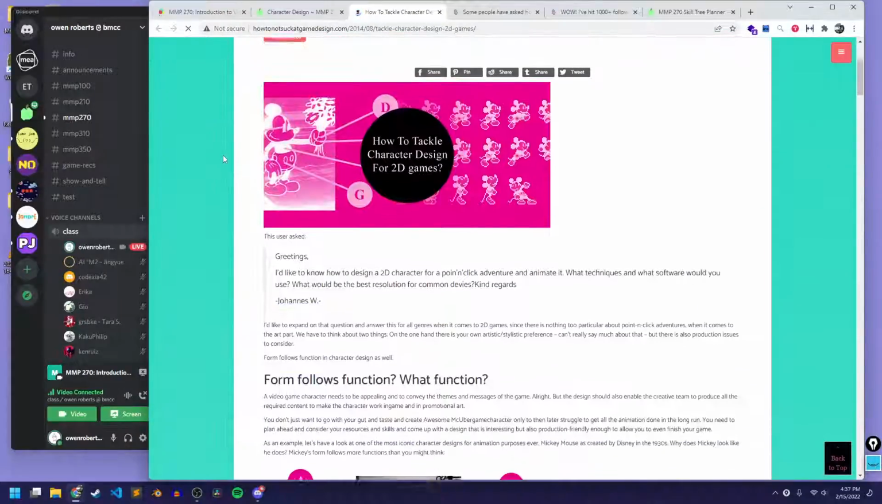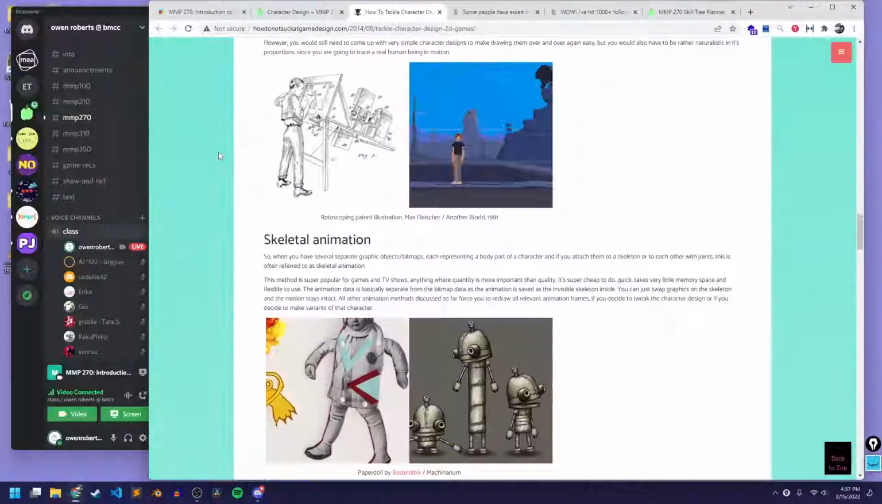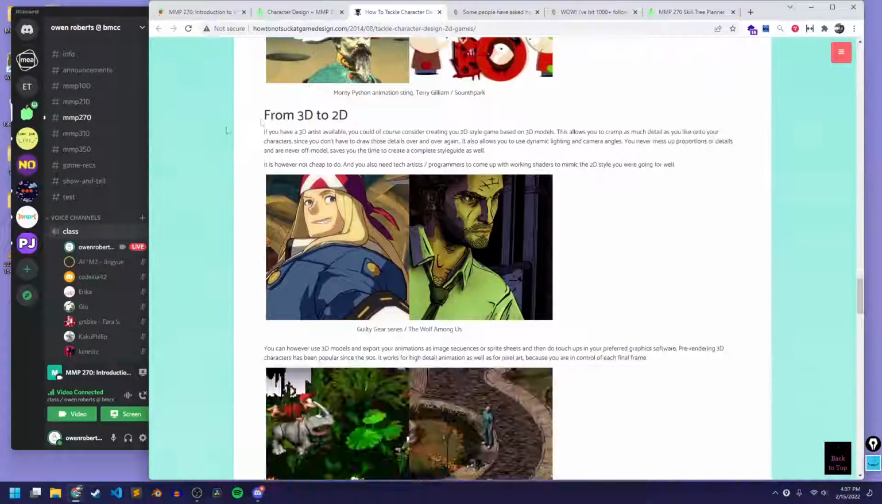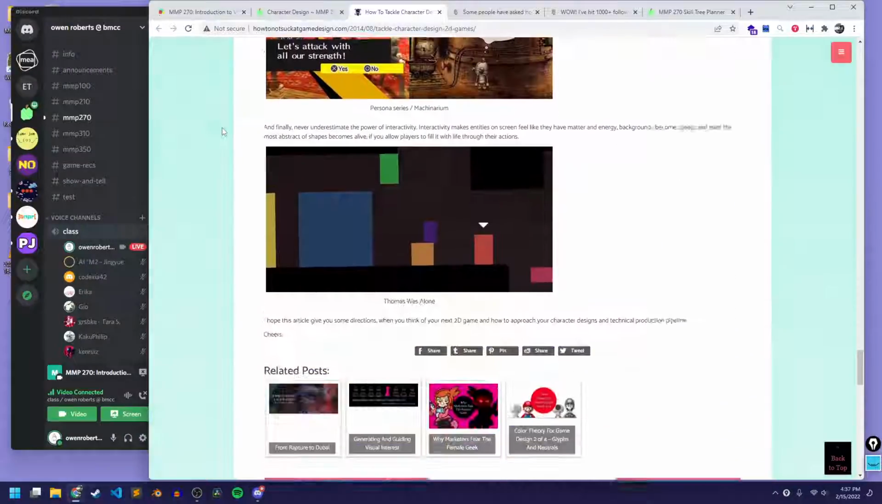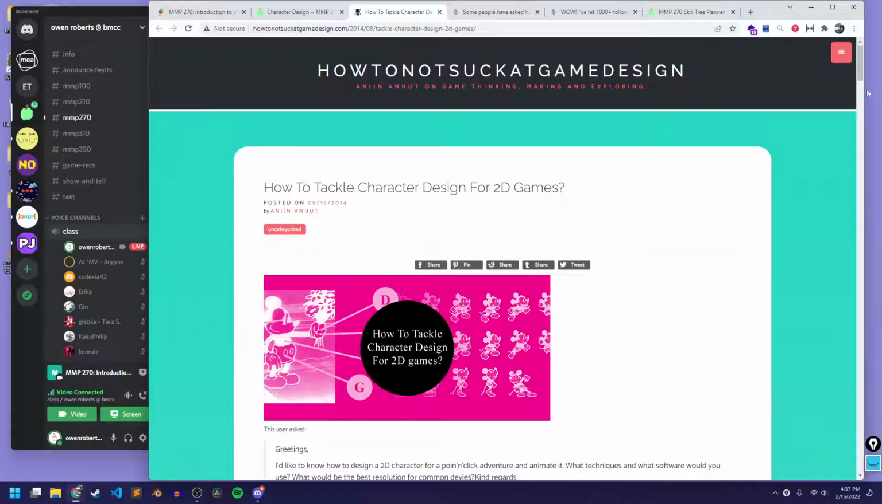And then I think this is another tutorial just about character design for games. It goes into a little bit more detail, some different types of programs and different options to check out. So that's another good resource if you want to do some research and think about how to create your character.